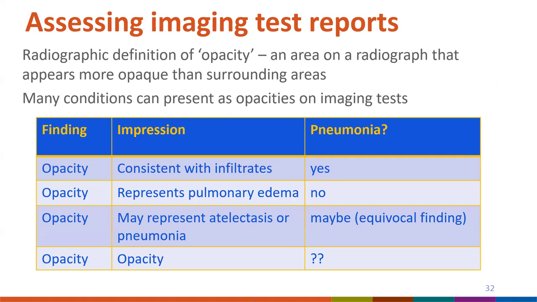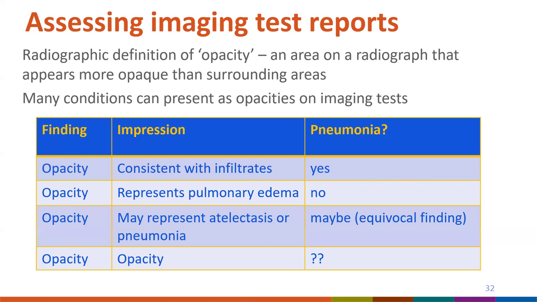I'll use the finding of opacity to demonstrate why we need to look at the whole imaging report. From a radiographic perspective, an opacity is defined as an area on the radiograph that appears more opaque than surrounding areas. Since many conditions can appear as opacities in a radiograph, we must also look at the radiologist's interpretation or impression of what the findings represent in that specific imaging test.